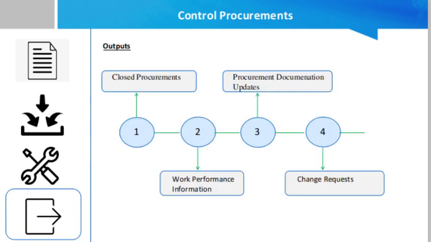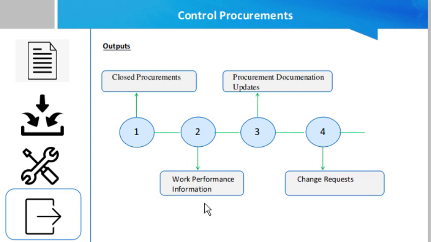Now the output of this process. First one is the closed procurement. Closed procurement means that now we are talking about the output of this process. Once all the procurement is done, you will close the procurement. Close means that you are closing the contract, you are closing the task, that okay, we have received successfully the goods and services and it is as per the requirement, so now we are closing the procurement. It is one output of that.